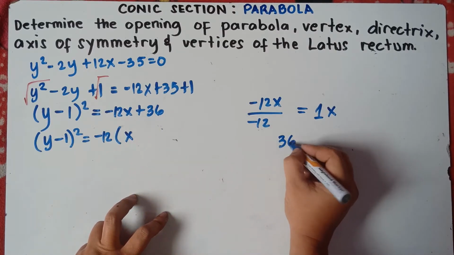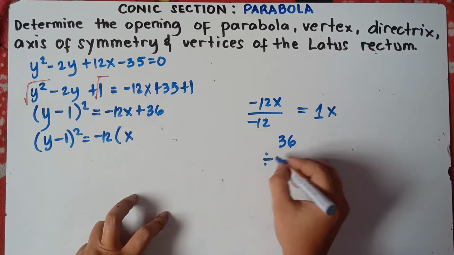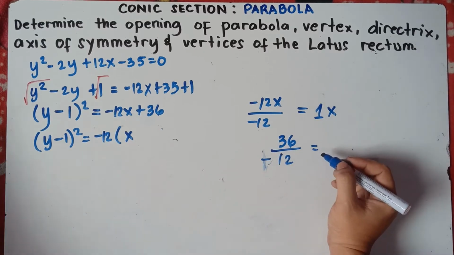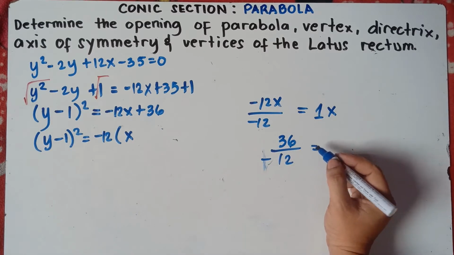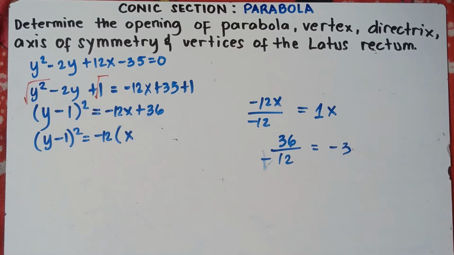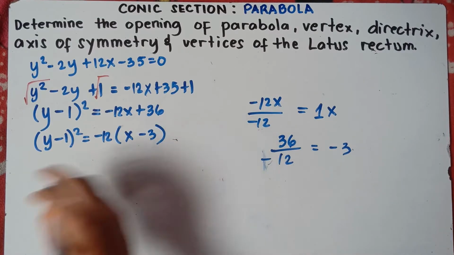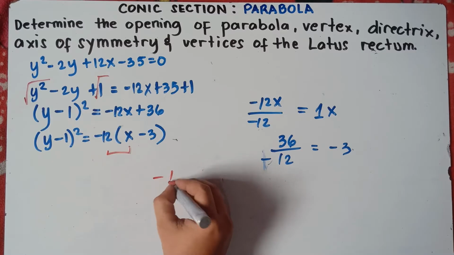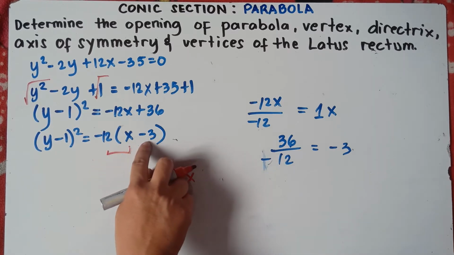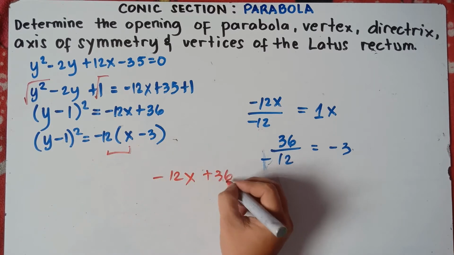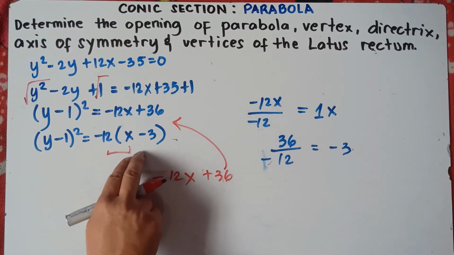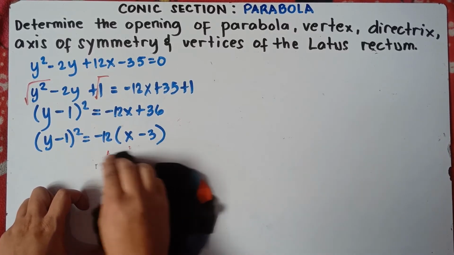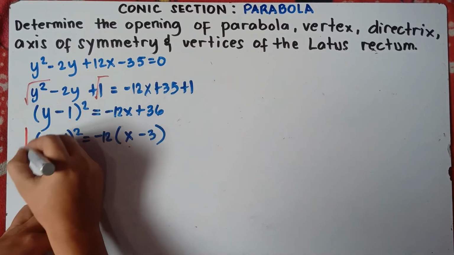And then 36 divided by negative 12, that would be negative 3. So this will be negative 3. When you check this one, class, by the distributive property, negative 12 times x is negative 12x, and negative 12 times negative 3 is positive 36. You will get the same answer, class. So therefore, this factor is correct. Alright, so you already have this equation. This will be our equation, class.